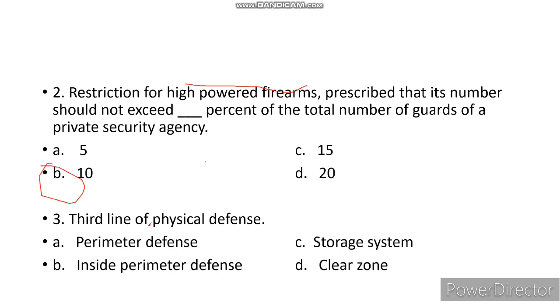Number three, third line of physical defense. We have first line, second line, and third line. Diba yung first line, yun yung gate. Second line is the mismong building, diba? Or house. So, when we say third line of defense, yun yung mga storage system natin, yun yung mga vault system, lock system, yeah.